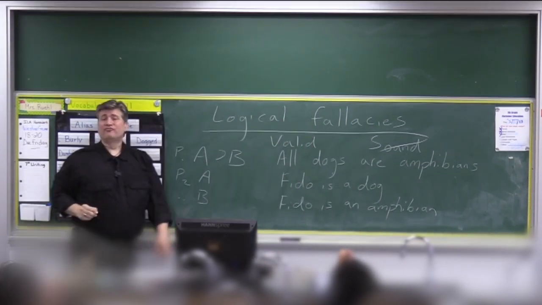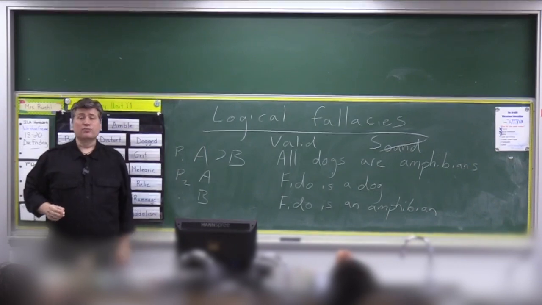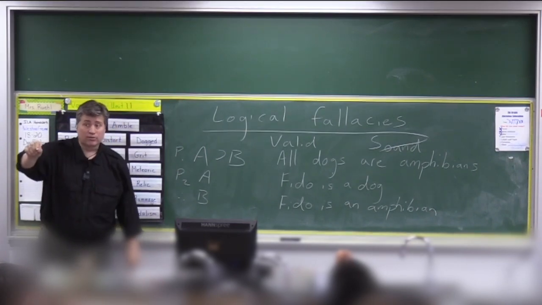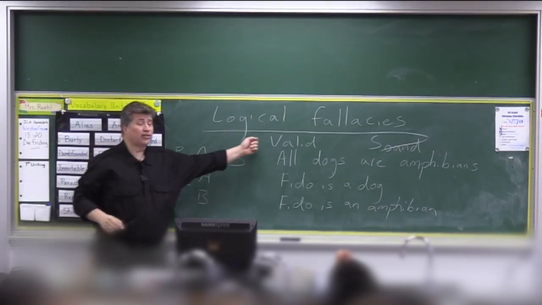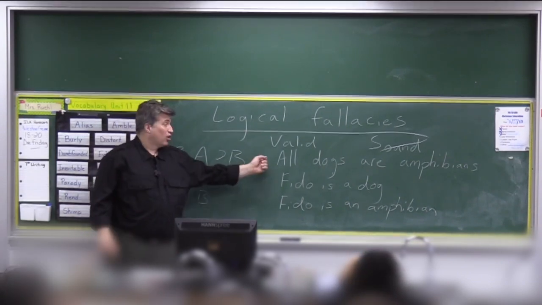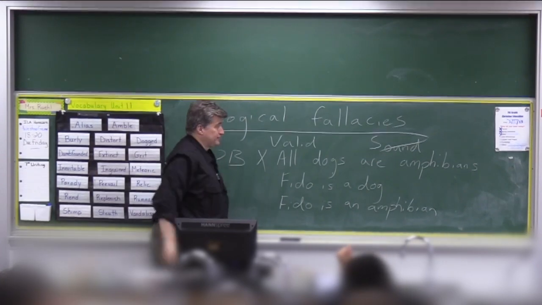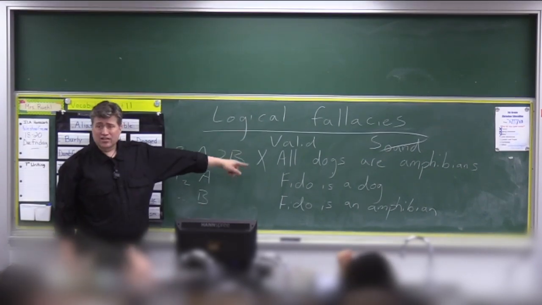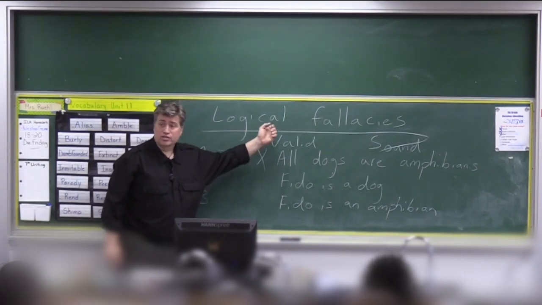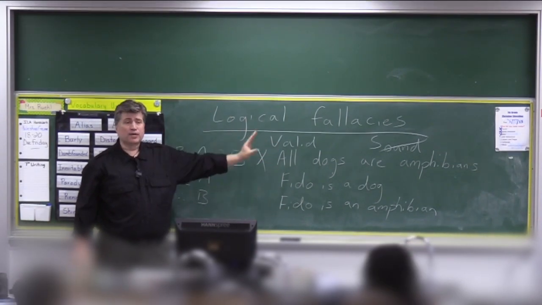A valid argument is one that has a proper argument form. A sound argument is one that not only has a proper argument form, so it's not only valid, but also all of its premises are true. Are all dogs amphibians? No. No dogs are amphibians. Correct. That is a valid argument because its form is correct. It is not a sound argument because its premises are not true.